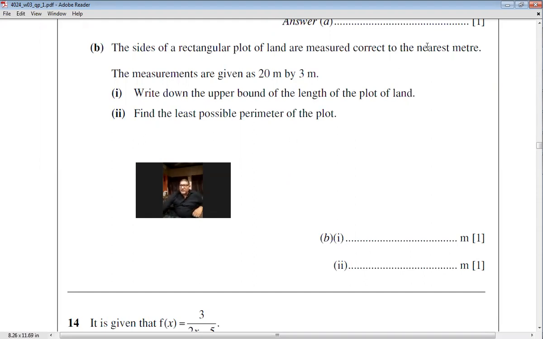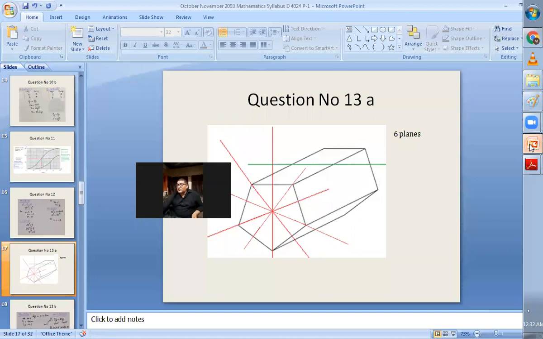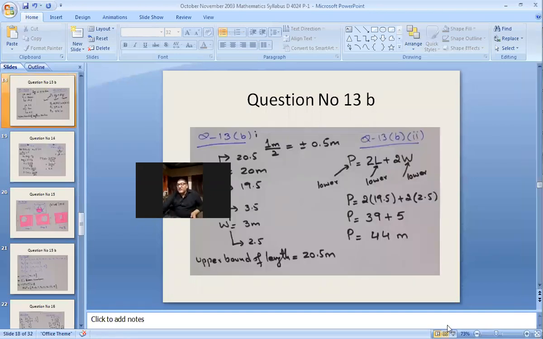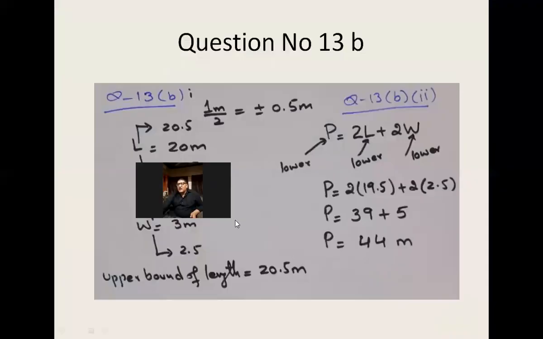20 meter, 3 meter, and they are correct to the nearest meter. Correct to the nearest meter means 1 meter. You divide 1 meter by 2, that will give you 0.5 meter. So we will add 0.5 meter, you get the upper bound. You subtract 0.5 meter, you get the lower bound. So let me show you how I have done this. And this is how it is done, a very easy and simple question.